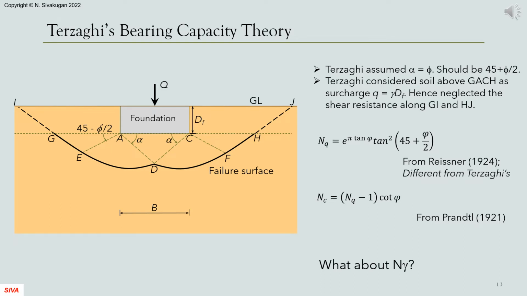Being the first ever attempt at developing a rational bearing capacity equation, there are few problems with Terzaghi's assumptions. He assumed the angle alpha is equal to the friction angle phi, whereas it appears to be close to 45 plus half phi. Also, he assumed the soil above the foundation level as a surcharge and neglected the shear resistance within this region. The expressions from Reissner, 1924, and Prandtl, 1921, are mathematically rigorous and widely used for NQ and NC. The problem is with N-gamma.